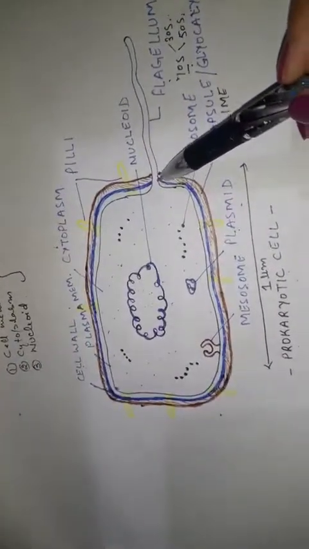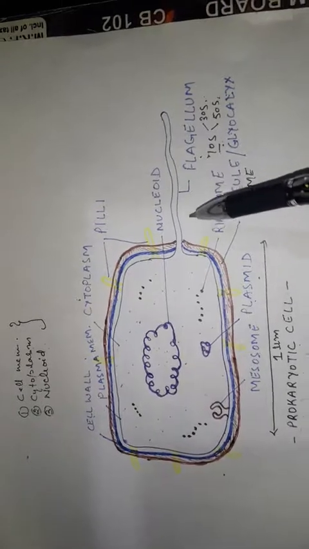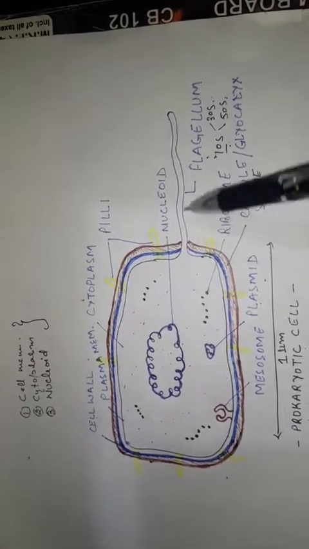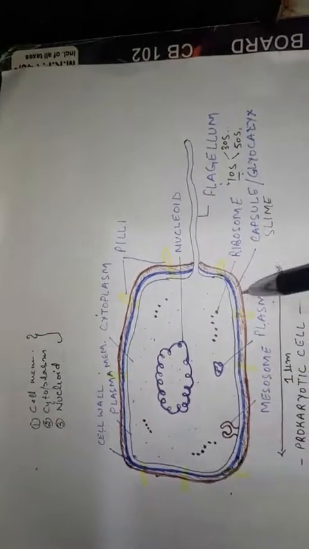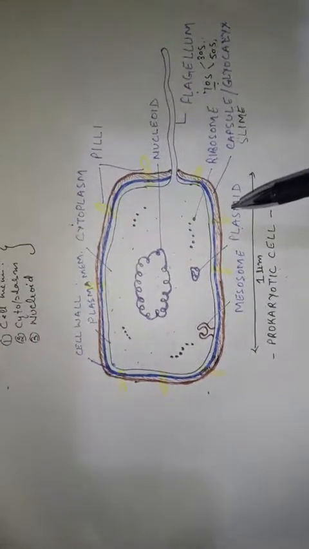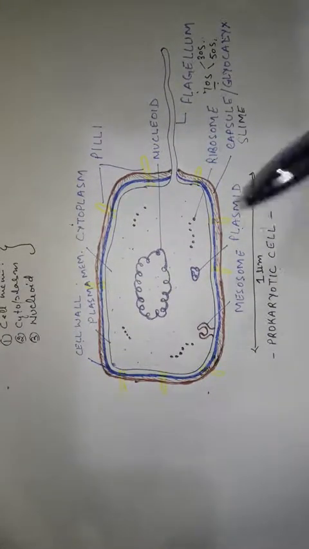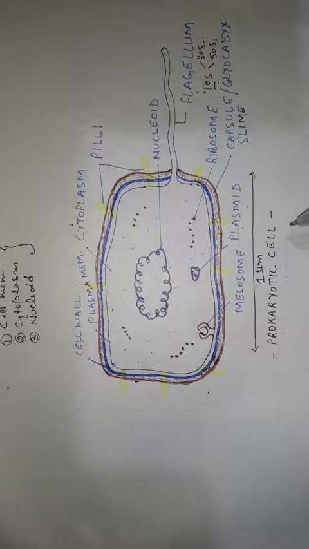Here one extended part you can easily see. This is known as flagellum and it helps in the locomotion of the bacterial cell. Other than flagellum, there are many hair-like appendages present which are known as pili, and they help in adhesion or they help in the contact during conjugation. So this is the structure of a typical prokaryotic cell or bacterial cell. I hope you have understood it well. Thank you.